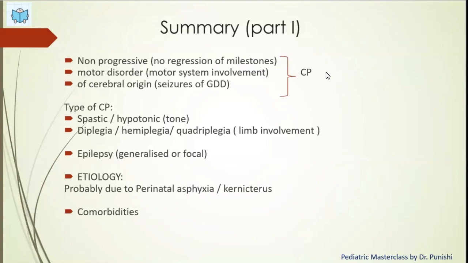So at the end of part one, where we looked at the history taking in a case of developmental delay, we were able to summarize this as a case of cerebral palsy, which is a non-progressive or static encephalopathy presenting predominantly as a motor disorder. That was how we were able, at the end of history, to diagnose this as a case of CP. And then there are different types of CPs, etiology, and associated comorbidities. All of this we have discussed. So moving ahead, let's go ahead with the examination part.